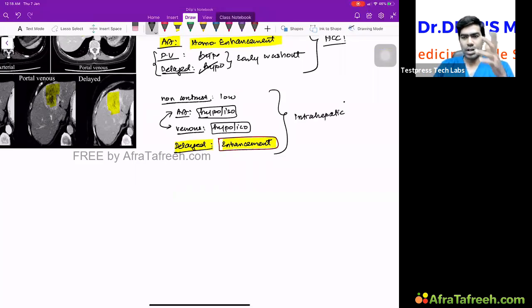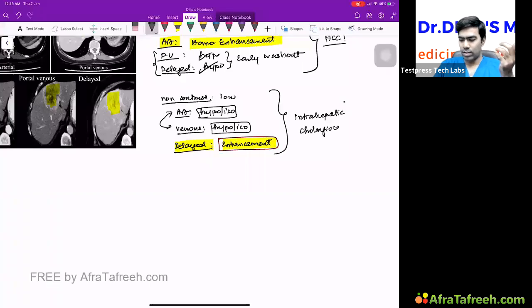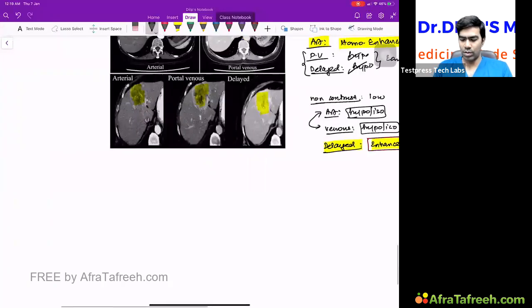Correct. Only Ankit has answered correctly. Intrahepatic cholangiocarcinoma. Or simply we can call it cholangiocarcinoma. That's all. So this is a typical finding of a cholangiocarcinoma. Usually in exam, when you get this kind of images, and the patient has history of ulcerative colitis, think about this. Because they don't give directly.